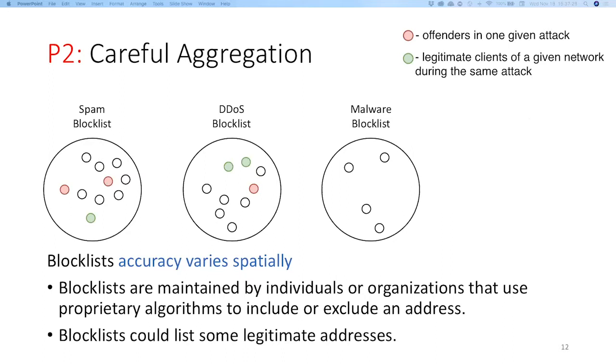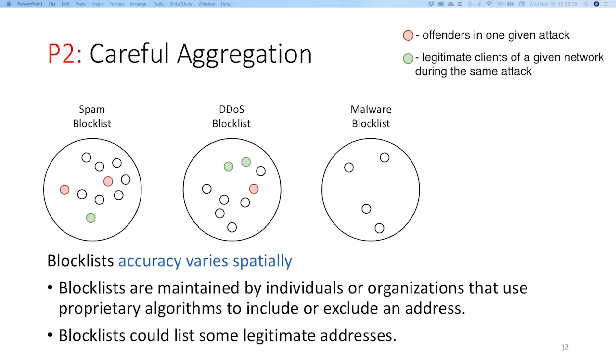However, we need to do this very carefully because blocklists have false positives. In these examples, if a blocklist has a false positive or a misclassification, it's marked in green. And blocklists typically have false positives because they're usually maintained by different organizations or individuals, and they have their own proprietary algorithms to include an IP address in a blocklist. So it's up to them to decide whether this IP address is malicious or not. Because there can be some problems with their proprietary algorithm, they may list these legitimate addresses.